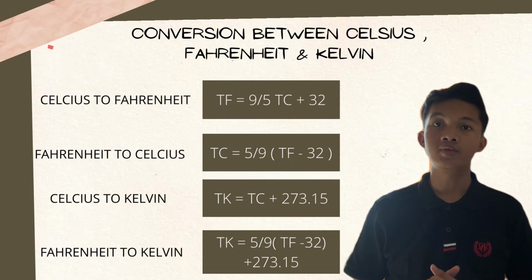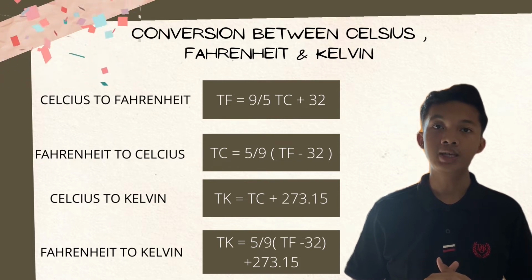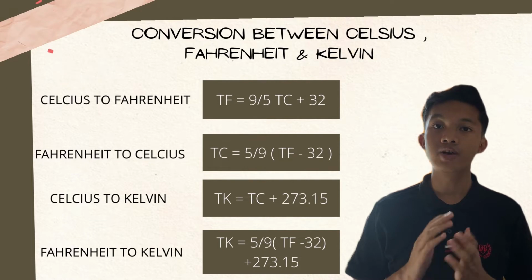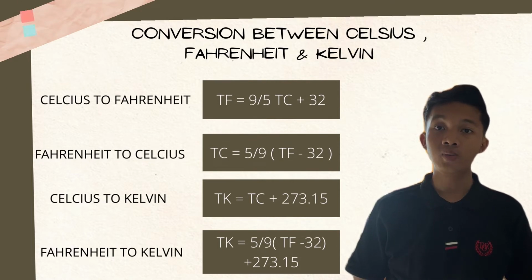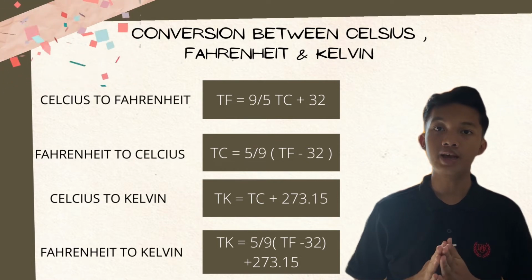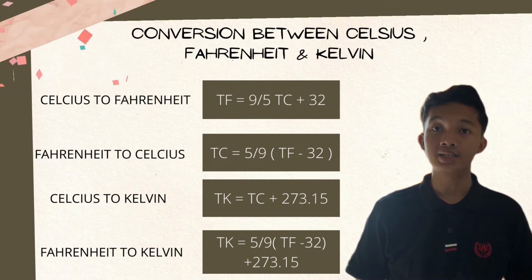And the third one is from Celsius to Kelvin. The formula is temperature in Kelvin is equal to temperature in Celsius plus 273.15. And the last one is from Fahrenheit to Kelvin. The formula given is temperature in Kelvin is equal to 5/9 in bracket temperature in Fahrenheit minus 32, plus 273.15.